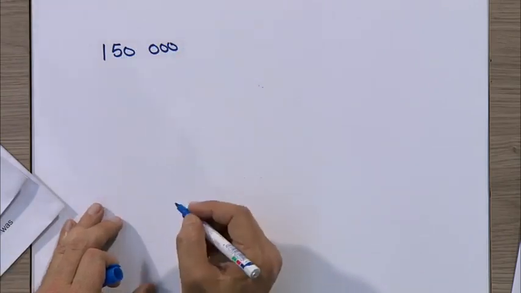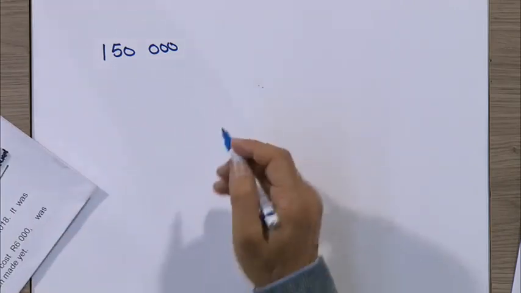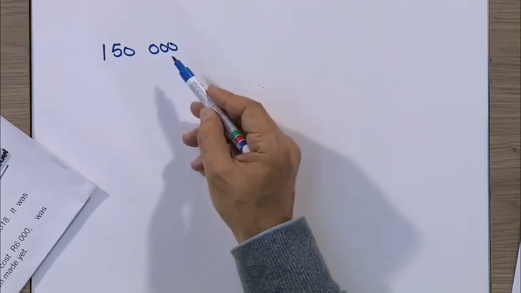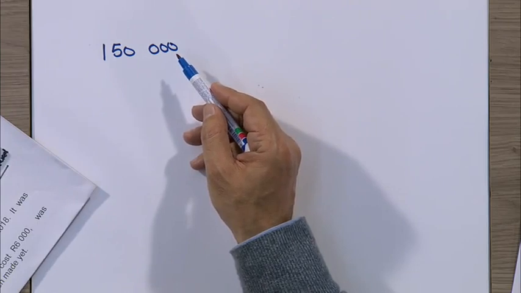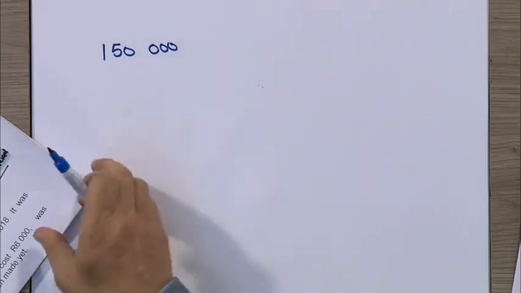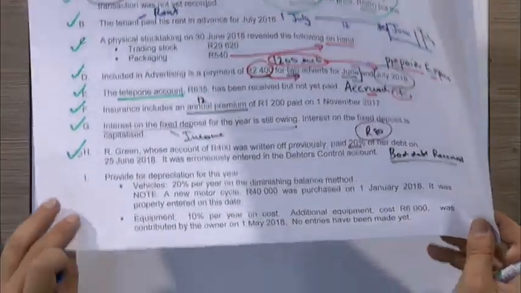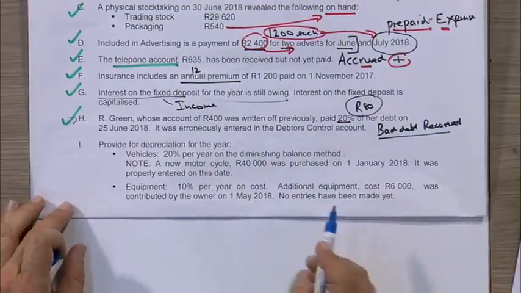Okay, and the accumulated on the 150 is 26,400. So let's just say, what does it say? It says 20% per annum on the diminishing balance. A new vehicle costing 40,000 was purchased on the 1st of January. Right now, grade 10, this part is very, very important for you.